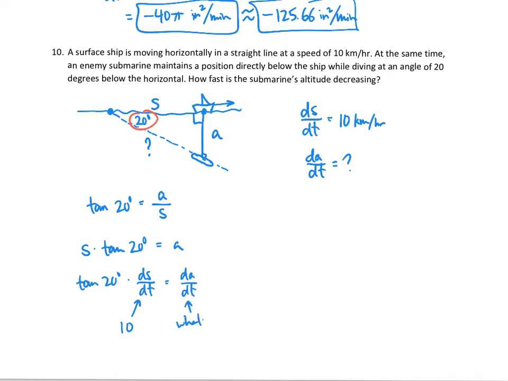And so notice that doing it this way, we don't have any a's or s's that we need to plug into, which is good because we don't know what to plug in for those. So the exact answer that we get is dA dt equals 10 tangent of 20 degrees, and the units here would be kilometers per hour. And throwing that in our calculators, we get an approximate answer, which is 3.64, and again, the units would be kilometers per hour.